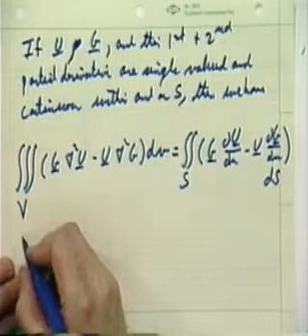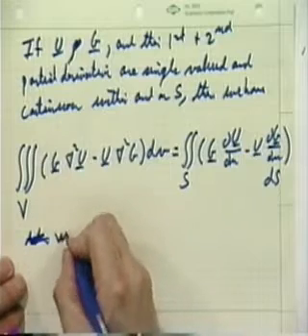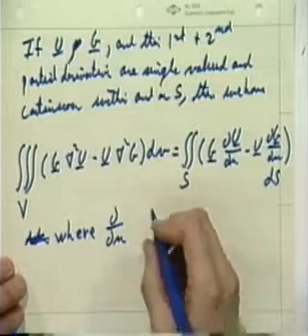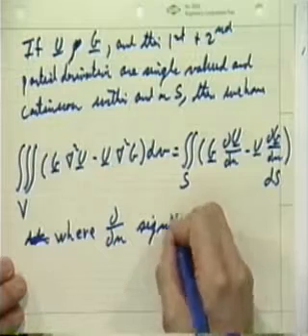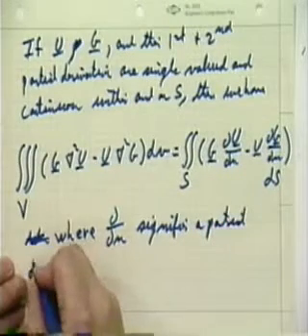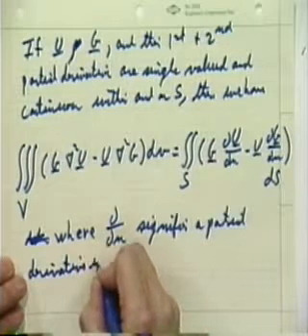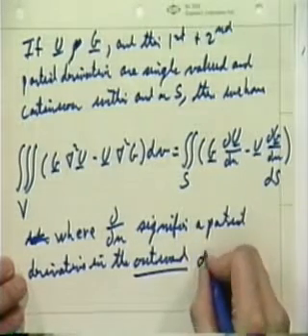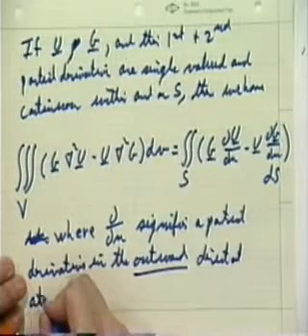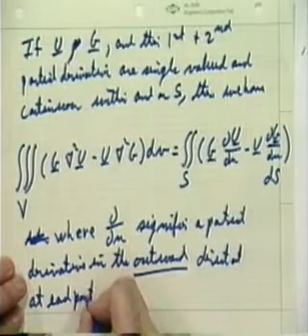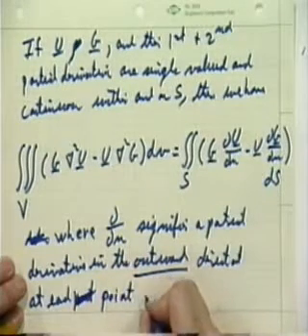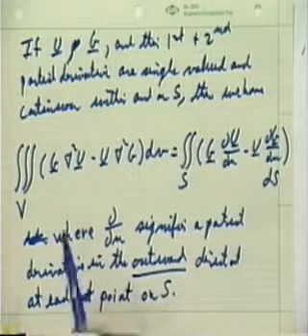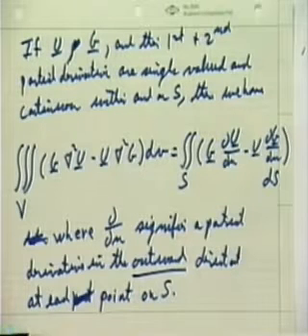And where partial with respect to n signifies a partial derivative in the outward direction at each point on S. So that's just a statement of the Green's theorem, which probably everyone here has seen.